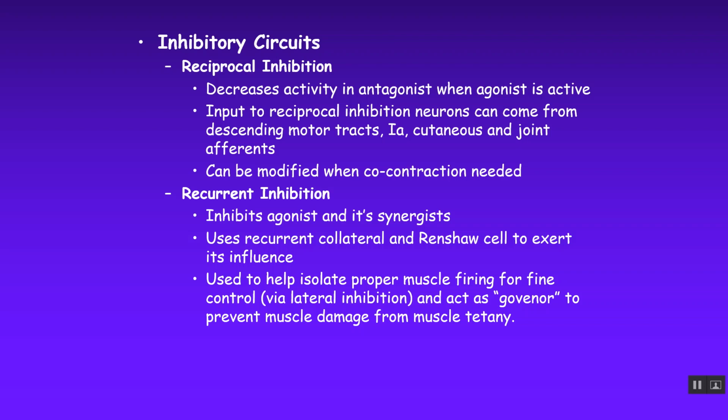Okay. Input to reciprocal inhibition neurons can come from descending motor tracts, or from the 1A cutaneous and joint afferents telling you that your limb is bending one direction, so don't inhibit that. It can be modified when co-contraction is needed. Your body knows if you are in a closed chain position and I'm doing, like, a push-up or something like that, that I may need some co-contraction between my biceps and triceps.